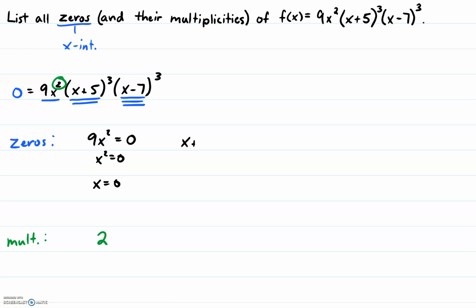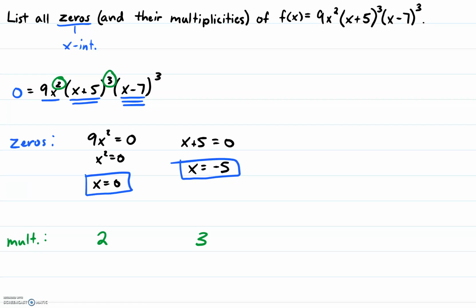So let's do our second factor, set it equal to 0. So we have x plus 5 is equal to 0, and we can subtract 5 from both sides. We get x is equal to negative 5. And so that's going to be our second 0. So again, if we want to figure out what the multiplicity is for this 0, all we have to do is look at the exponent of that factor, and that's a 3. So that means that that factor occurs 3 different times, meaning the multiplicity, or number of times it occurs, is 3.